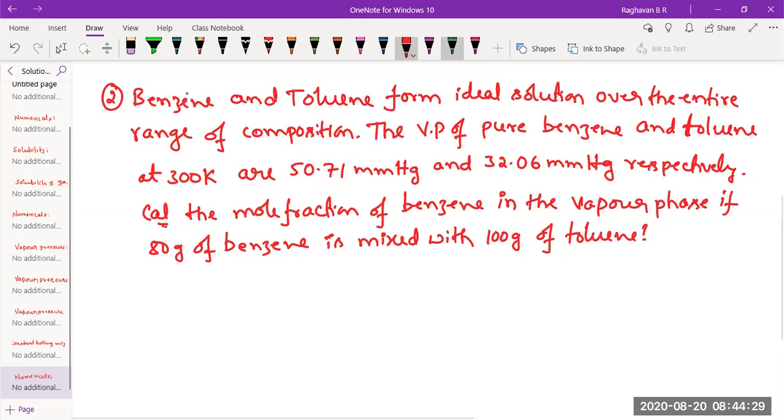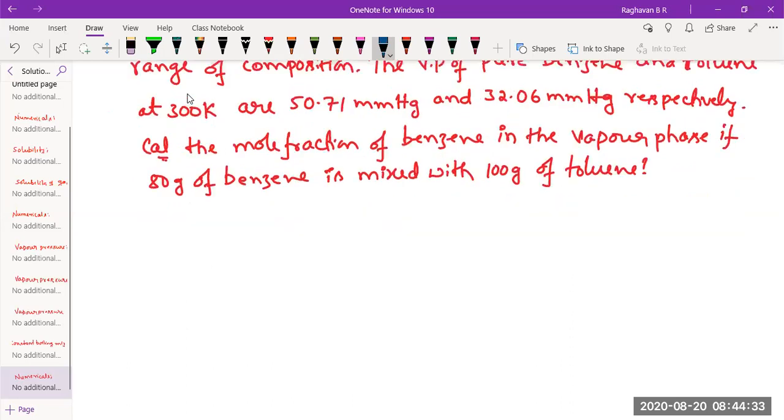Okay, you have to do it. You cannot be inactive, please. See, vapor pressure in vapor phase. Okay, so partial pressure of benzene, B for benzene, is equal to total pressure into X of benzene. This is Dalton's law.